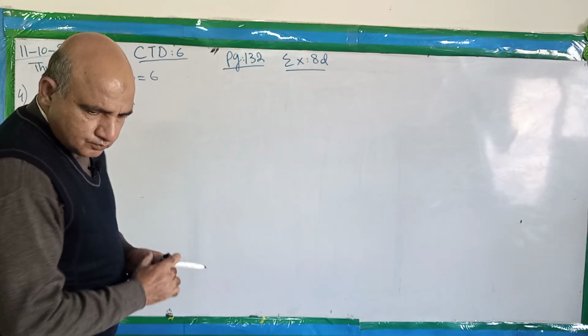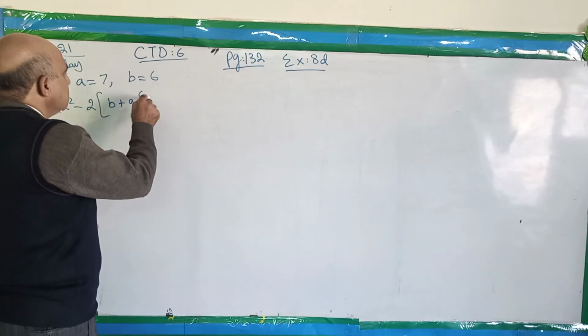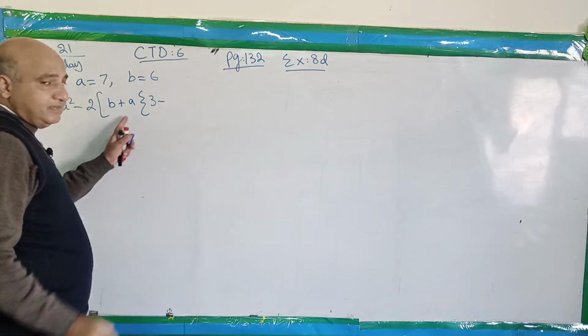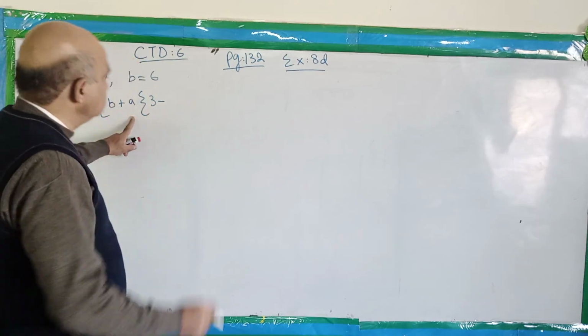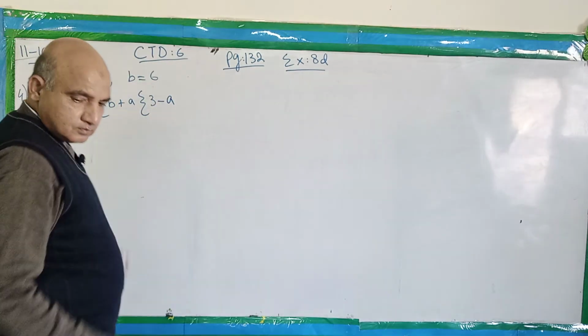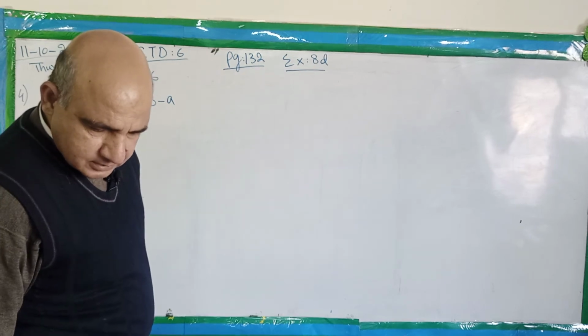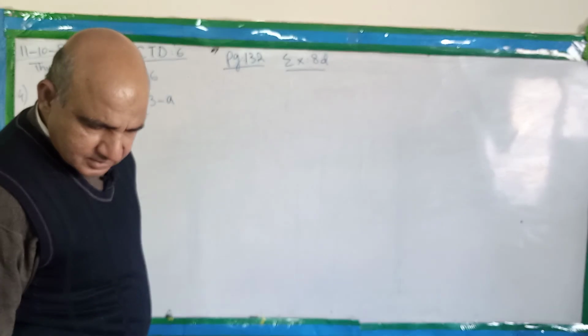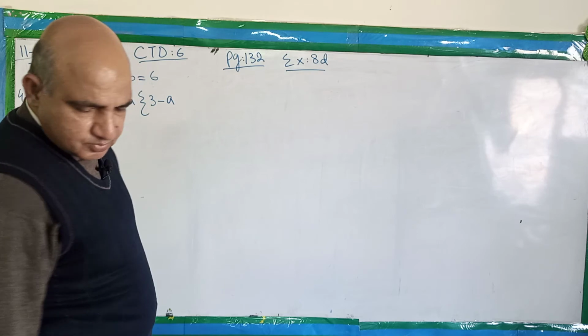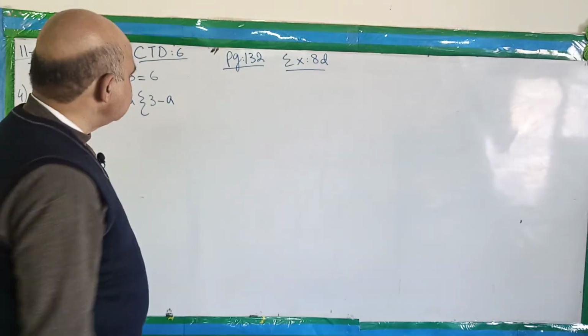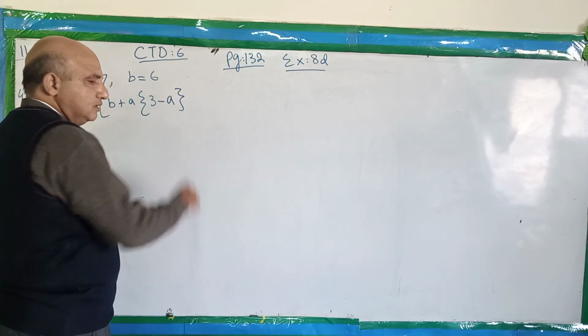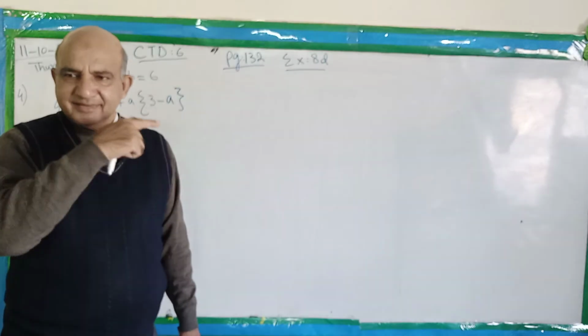Bracket. 3 minus A. What is the name of this bracket? Braces. But this is not braces. Is it braces? No, sir. Yeah, this is braces.